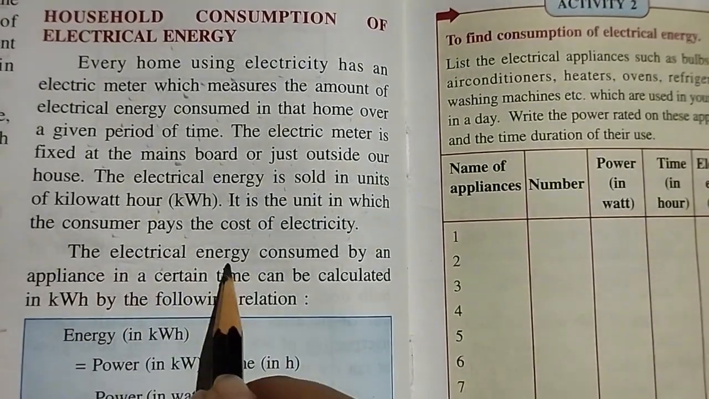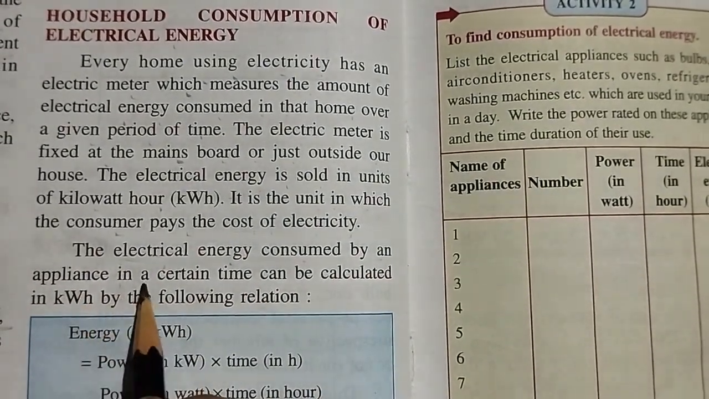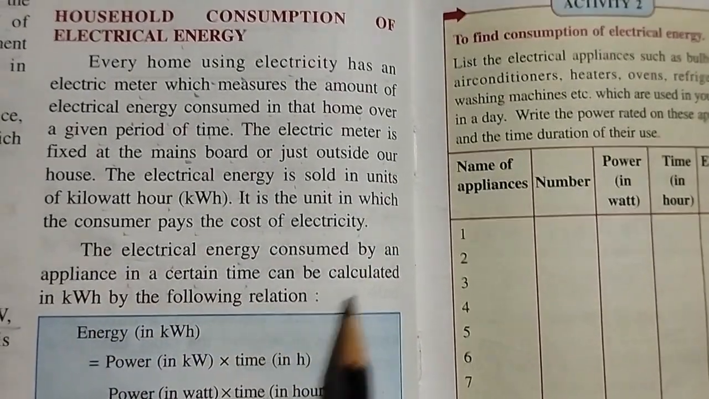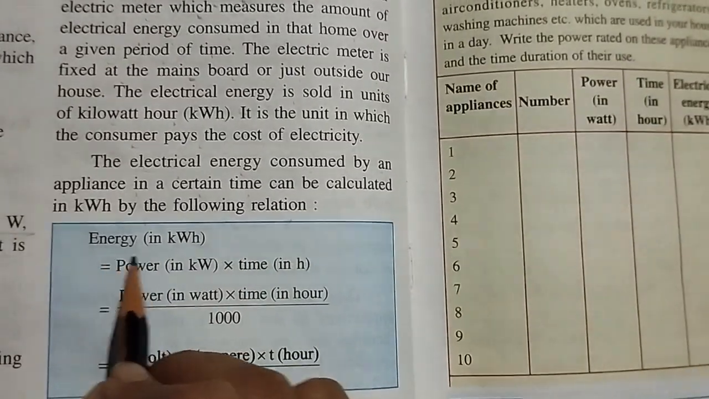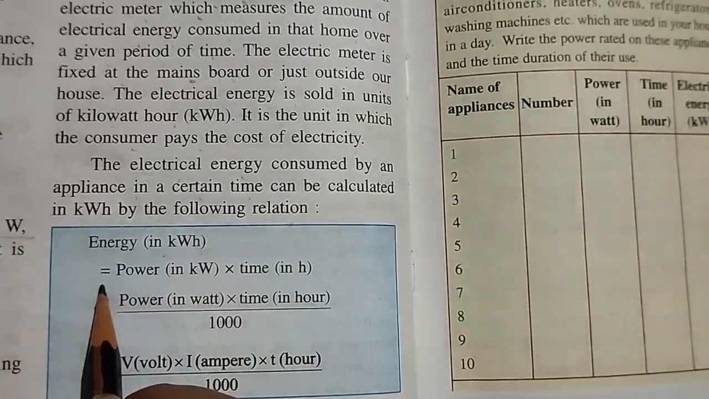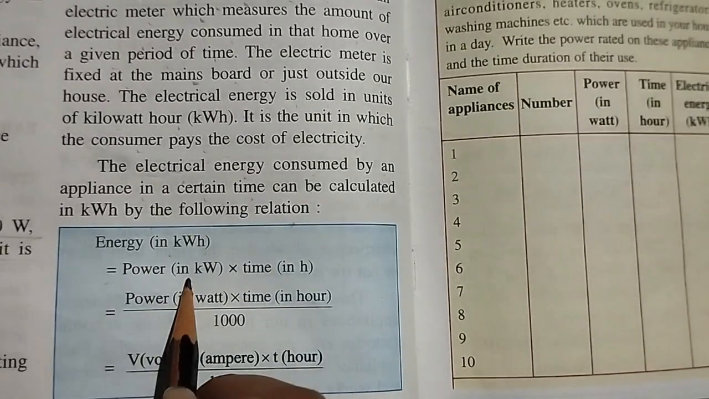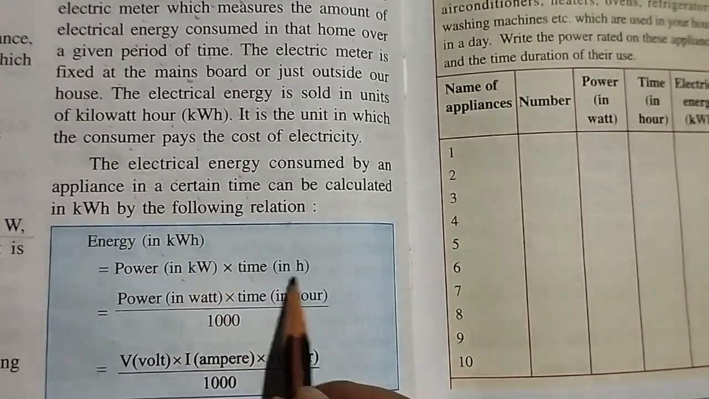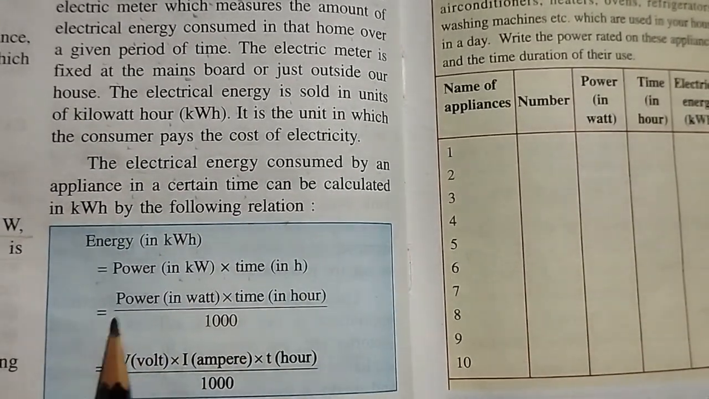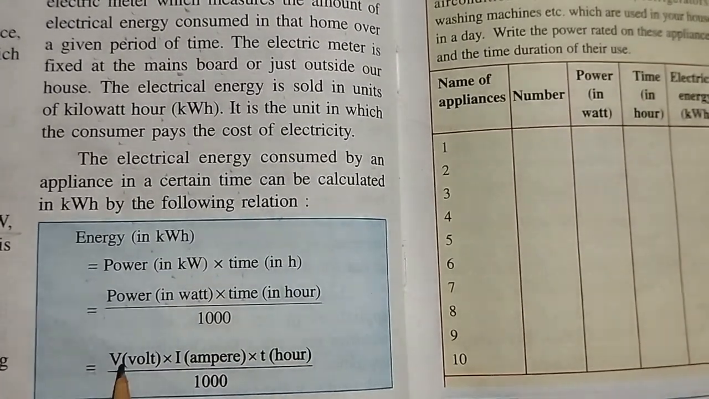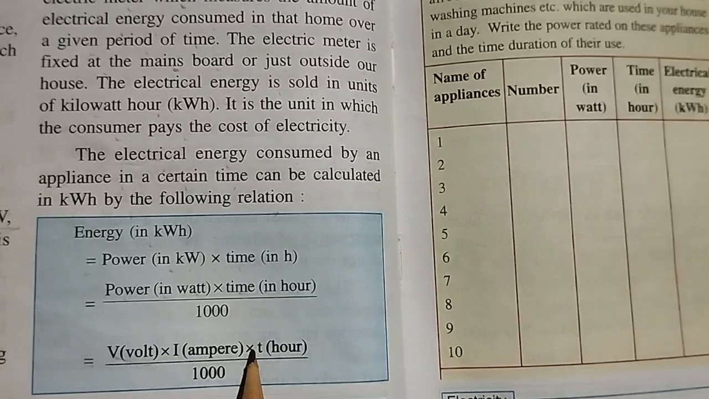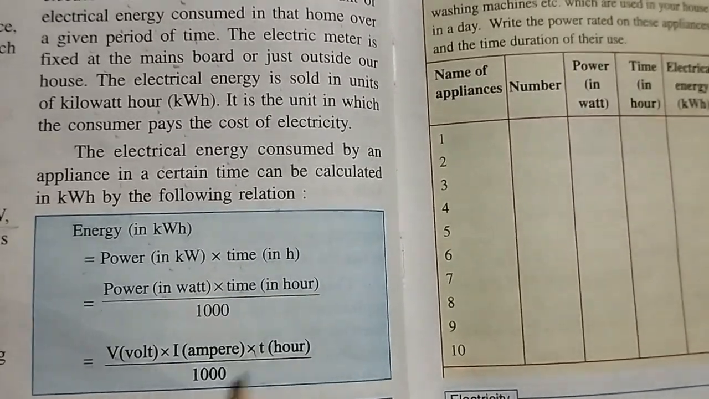The electrical energy consumed by an appliance in a certain time can be calculated in kilowatt hour by the following relations. Energy in kilowatt hour = power in kilowatt × time in hour = power in watt × time in hour / 1000 = volt × ampere × time in hour / 1000.